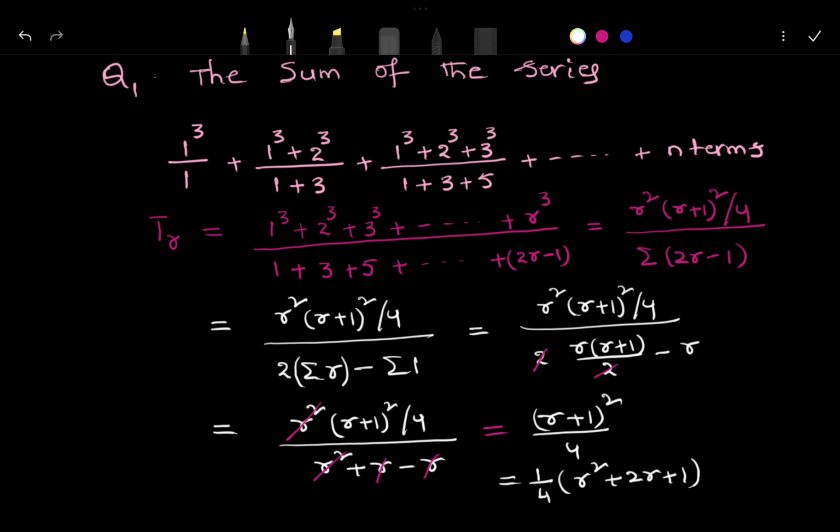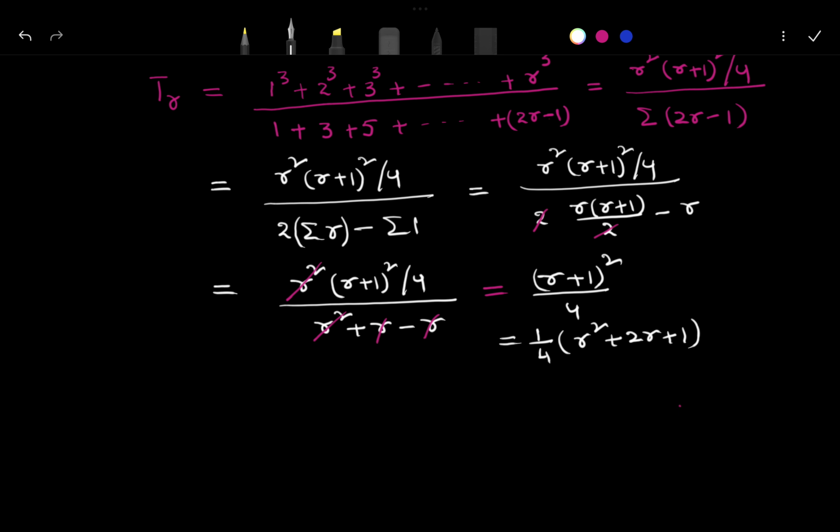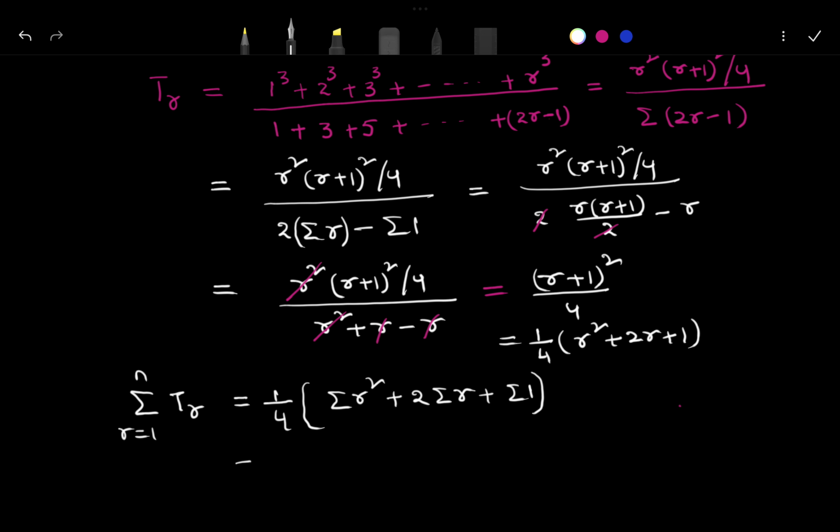Now you have to find the sum of the n terms of the series. Sum of the n terms means simply you take sigma t_r, where r value is 1 to n. So now you apply the sigma notation to the above result. That is 1 by 4 into (sigma r square plus 2 into sigma r plus sigma 1), where r is equal to 1 to n.